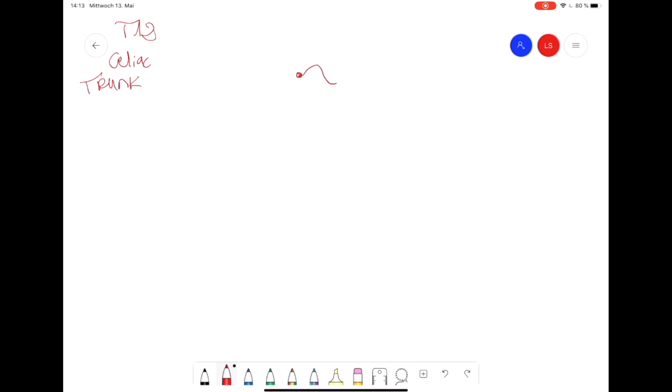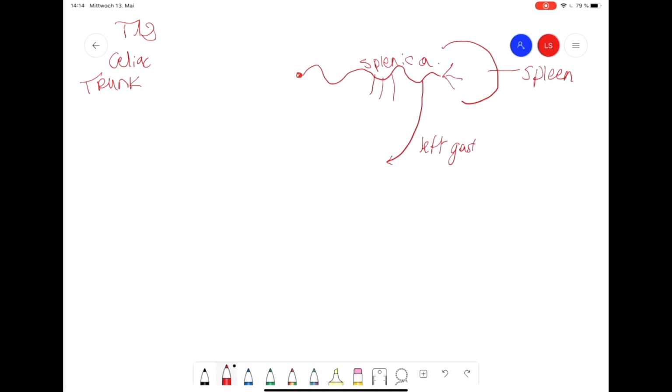It has the splenic artery, which is literally like this. It has a very tortuous course, and it provides the blood supply to the spleen. Okay, so this is the spleen, and this is the splenic artery. From the splenic artery, we also have some branches, which are the short gastric arteries. Okay, those ones, and we also have the left gastromental artery. Left gastromental.